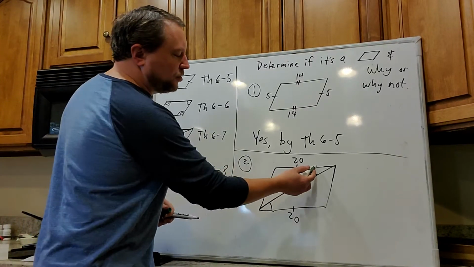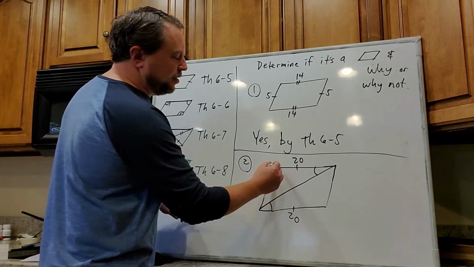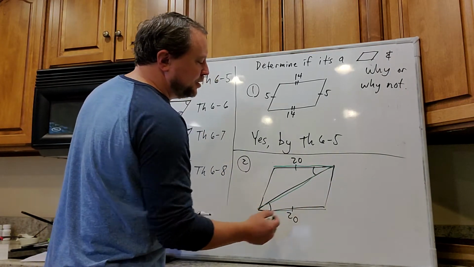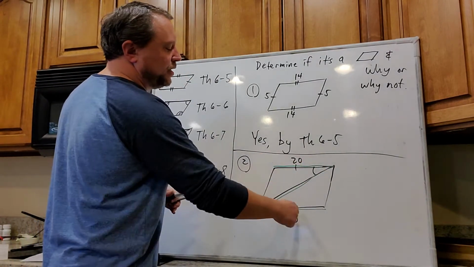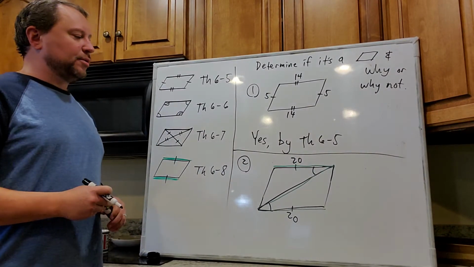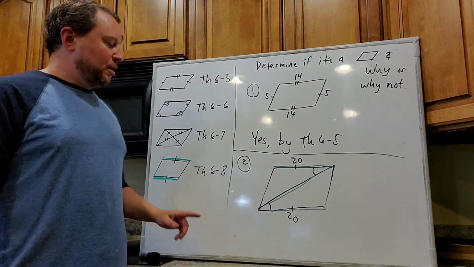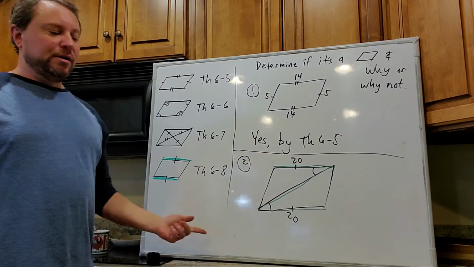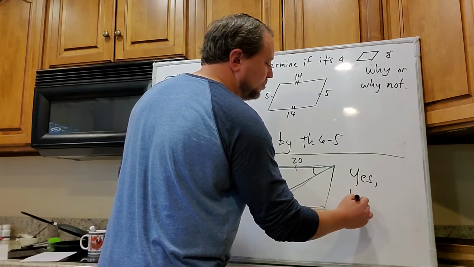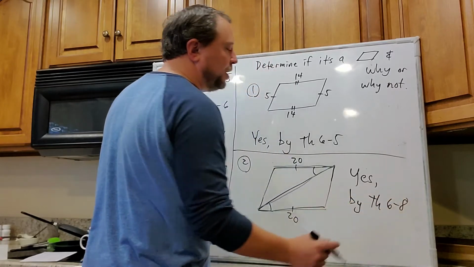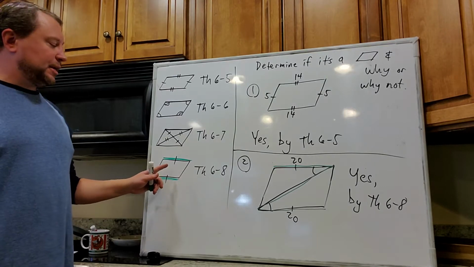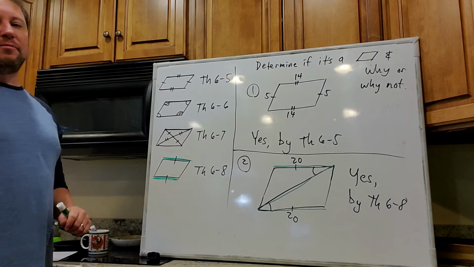I mean, look, we've got alternate interior angles matching here that create like a Z shape if you follow the angles. See the Z shape? So that's showing if those angles inside of the Z there, if those alternate interiors are congruent, then the top and bottom have to be parallel and they're congruent. So I can use theorem 6.8 for this one. So this one was a yes by theorem 6.8. Or again, you can explain, if you like, by just saying yes because one pair of opposite sides are both congruent and parallel.